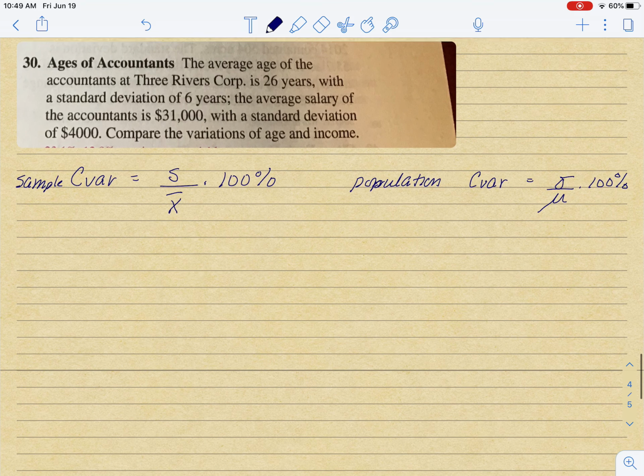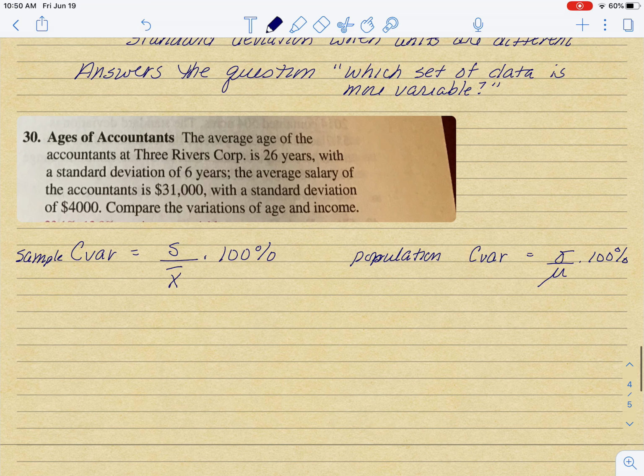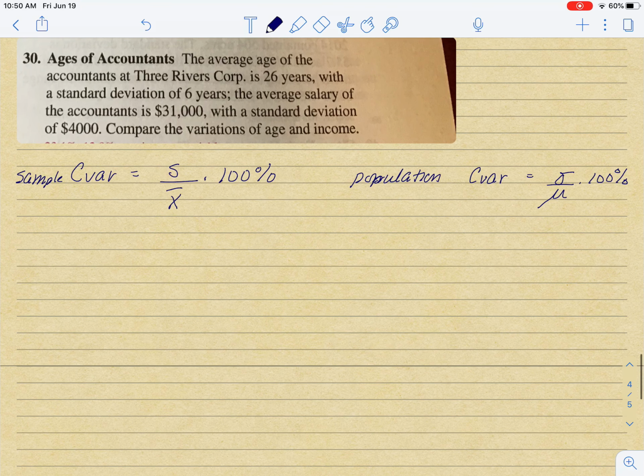So we're going to do this problem up here. It says the average age of accountants at Three Rivers Corporation is 26 years with a standard deviation of 6 years. It doesn't matter whether we're talking about population or sample, they're done the same way. And then it says the average salary of the accountants is $31,000 with a standard deviation of $4,000. Compare the variation of age and income. So this is the same idea. Which set of data is more variable? That is the same question they're asking when they say compare the variation of age and income. The only way to compare these two is to use a CVAR because they're different measurements.